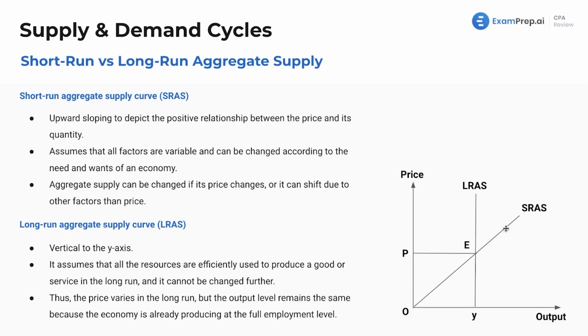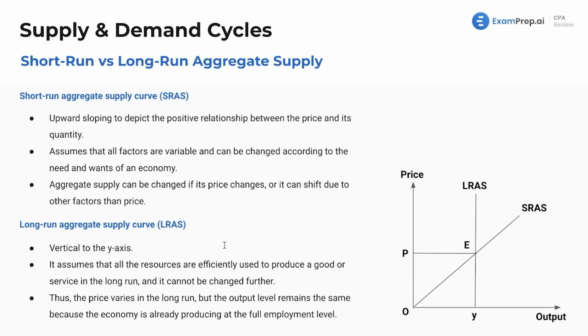Makes sense, right? This is the normal one. You can think of this like the normal one. And this changes based on what we talked about. If all of a sudden more materials are discovered, or the supply increases because we find something, or maybe the supply decreases because a warehouse burned down. Aggregate supply can be changed if price changes, or it can shift due to factors other than price.